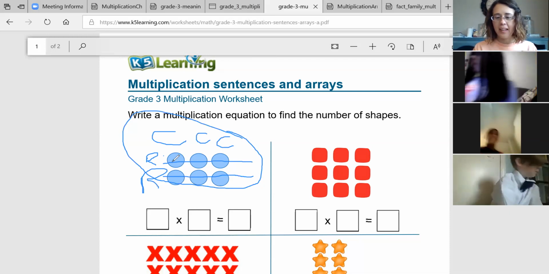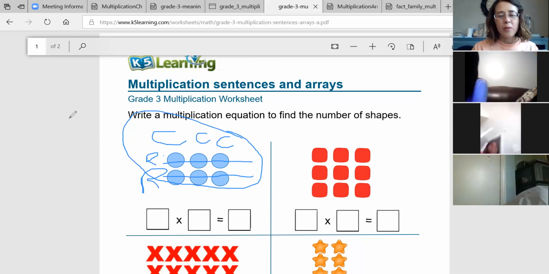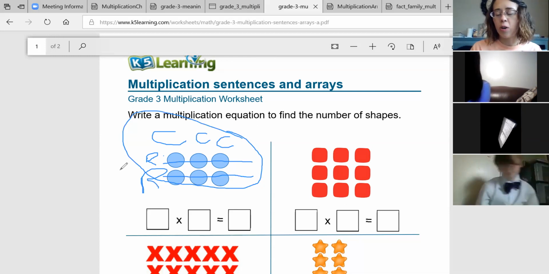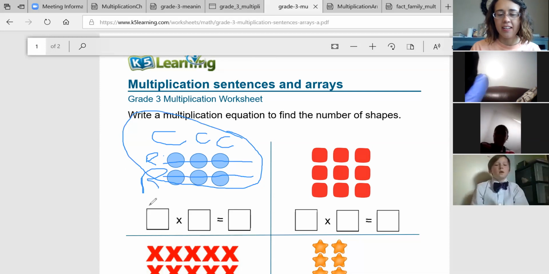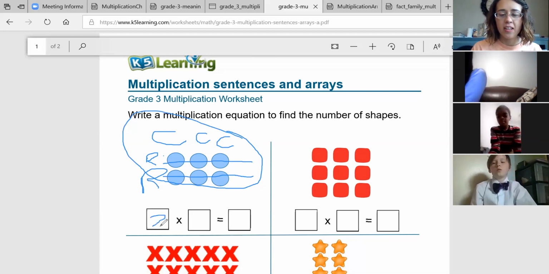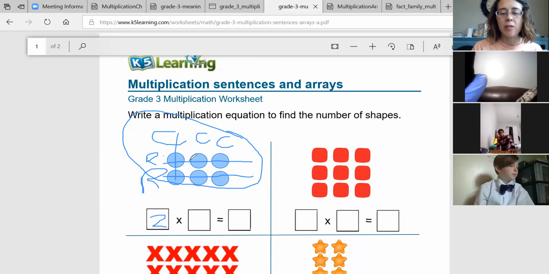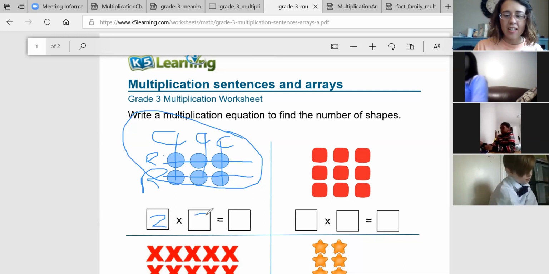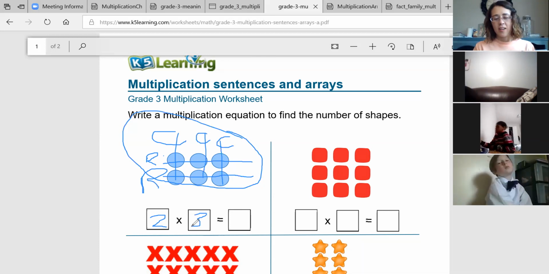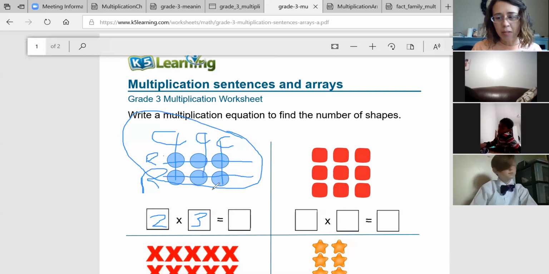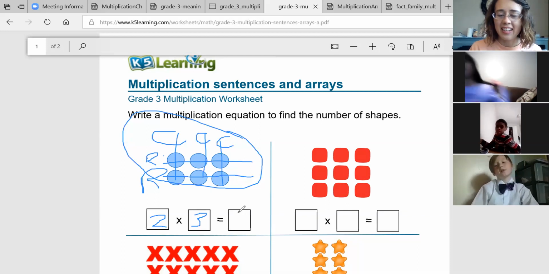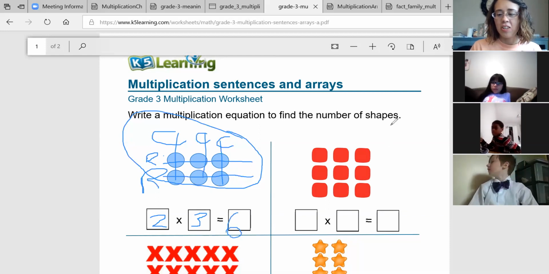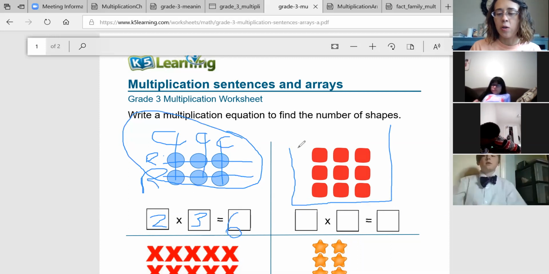Yes. All right. With arrays, we always look at rows first. How many rows are there? 2. And how many up and down columns are there? 3. Means we are ready to multiply, knowing how many circles in all. 2 times 3? 6. Yes. Try the next one on your own.